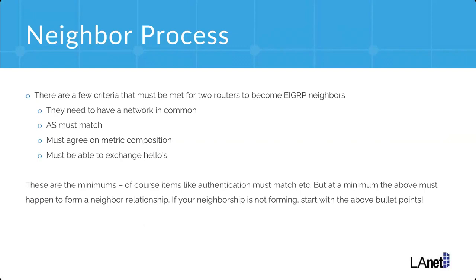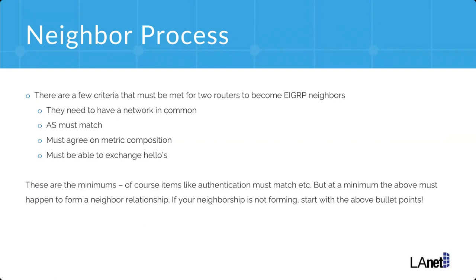And then you need to agree on the metric composition. I can't have one router that's paying attention to K1 and K3, which are the default K values that we pay attention to. That's basically bandwidth and delay. And then another neighbor that's also throwing load into the mix, right? If you do that, they will not form up because they can't agree on how to determine a metric.